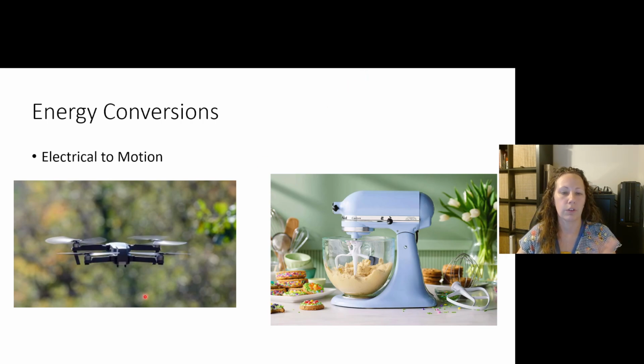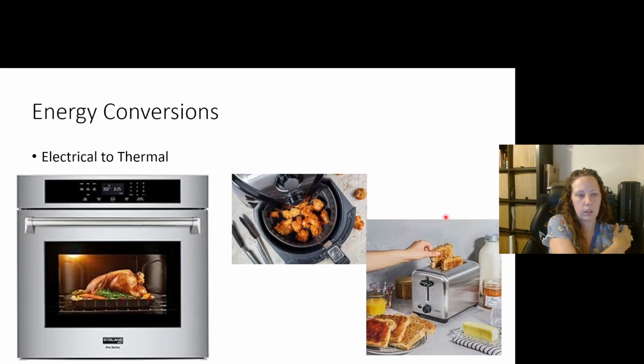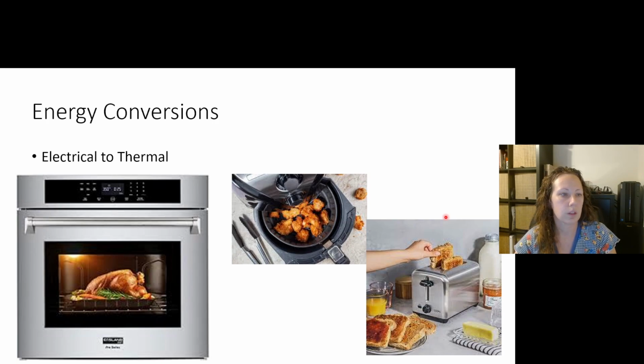Okay, so electrical to motion. So just examples: drone, battery. So then you have chemical to electrical to motion, right? Or a food science example is a mixer, right? Plug the mixer in and we get that motor running and motion. Okay, electrical to thermal. So that's an easy one, right? Plug in your oven or your air fryer or your toaster and you get heat, and that's cooking our products.